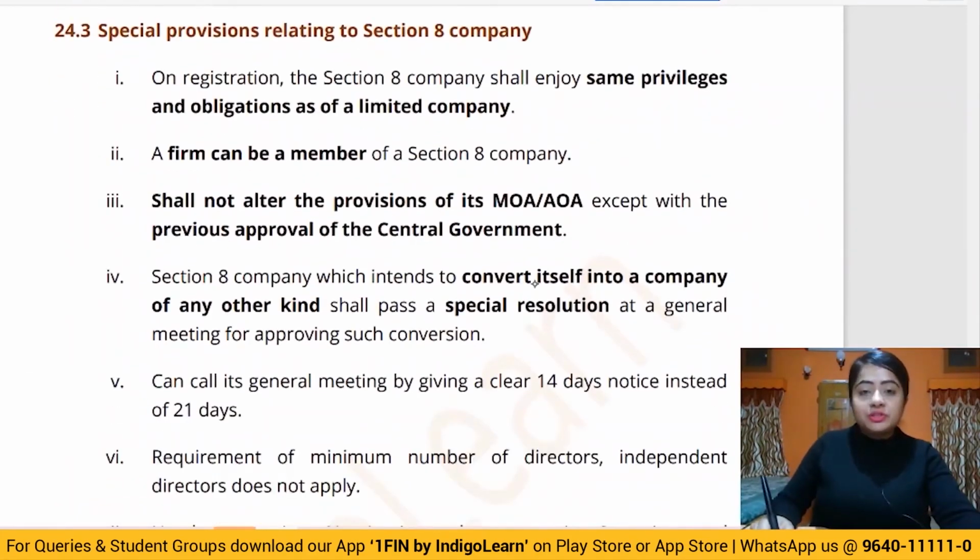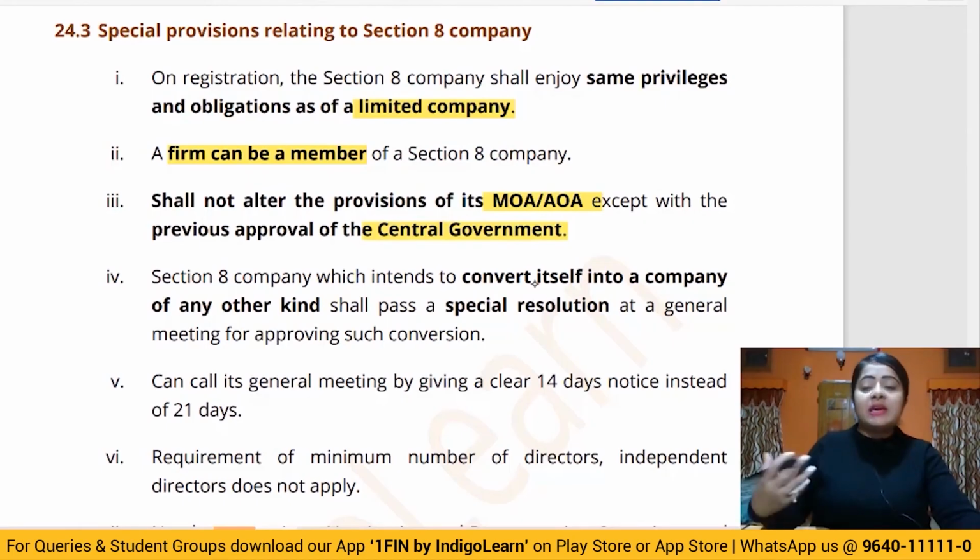Now, there are certain privileges that these Section 8 companies enjoy. Now, these companies are treated just like any other limited company. Now, in different sections, there are different privileges which are stated for Section number 8 companies, right? Now, for Section 8 companies, a firm can also be a member of the Section 8 company. Now, if the Section 8 company wants to change its Memorandum of Association or Articles of Association, then they will have to take central government approval.